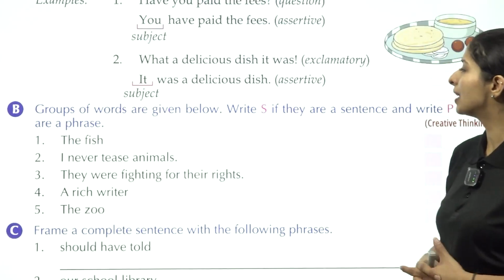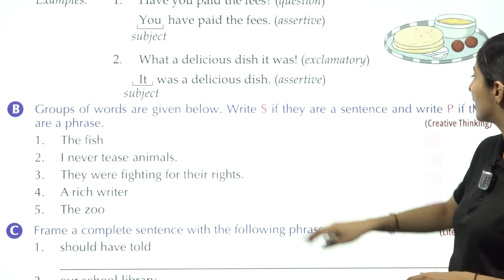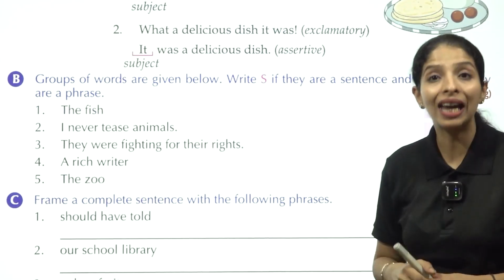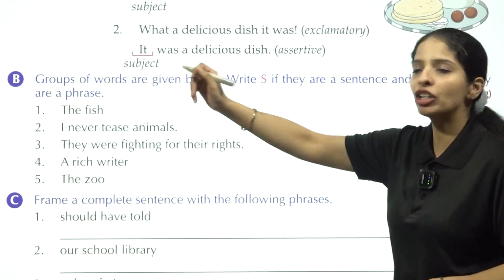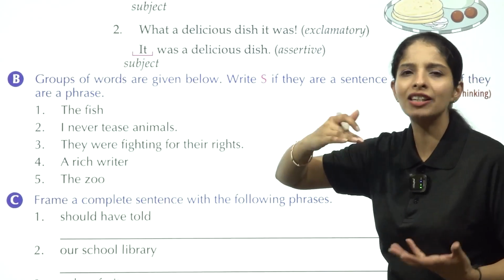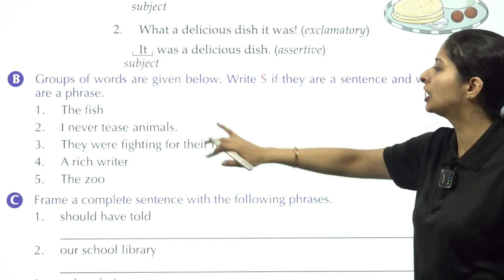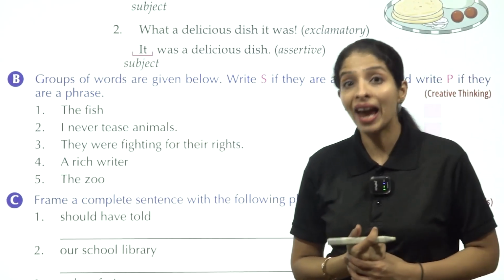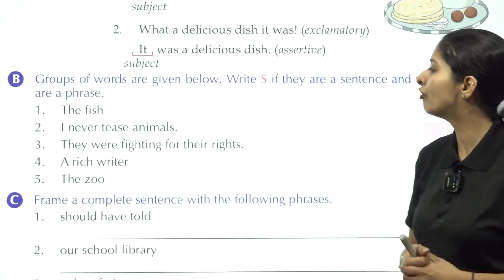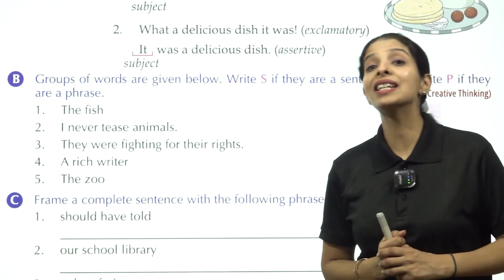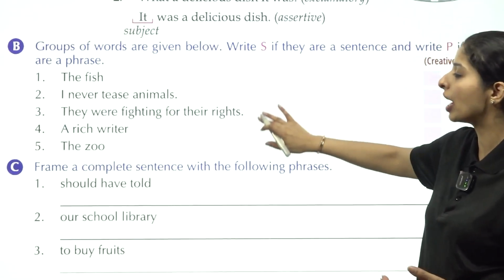Now, groups of words are given below. Write S if they are a sentence and P if they are a phrase. The fish. Is it a sentence? No, it is a phrase. "I never tease animals." This is a sentence. "They were fighting for their rights." It is a sentence. This way you have to find out.